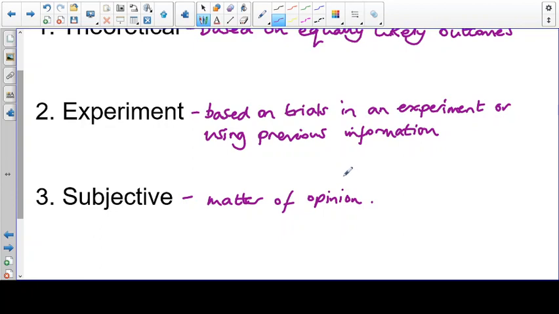Okay, so for example, I think the probability that my cat will bring in a mouse today is about 0.9. No particular evidence, just apart from the fact that he likes to bring in mice a lot. So it's subjective, it's a matter of opinion. So those are the 3 different types.